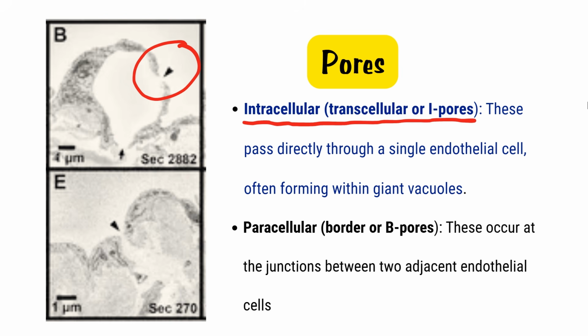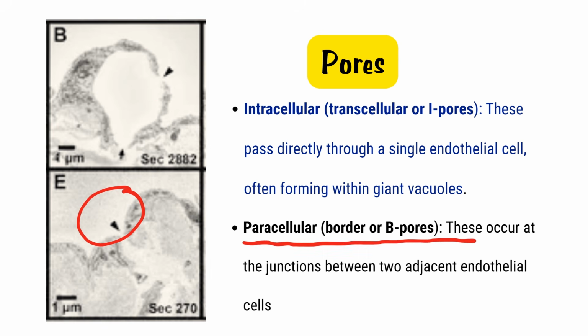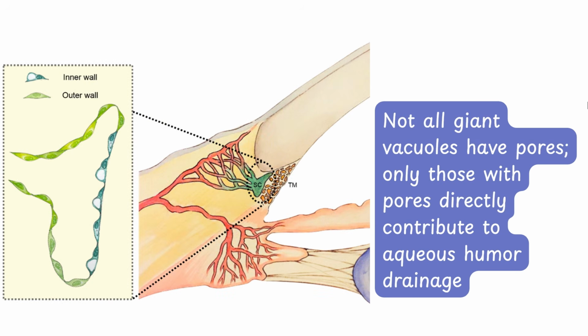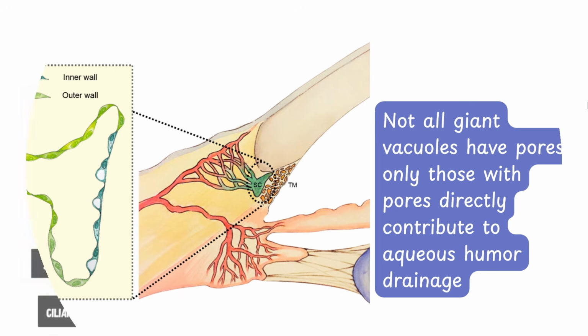So if they are found within the wall of the giant vacuoles, they are known as the intracellular or the transcellular I pores. And if they are in between the cells, those are known as the paracellular or the border pores, or the B pores. The density and functionality of these pores are again associated with the intraocular pressure. So this theory states that not all giant vacuoles have pores, and only those with pores directly contribute to the aqueous humor drainage pathway. Okay, so this is still a controversial thing.